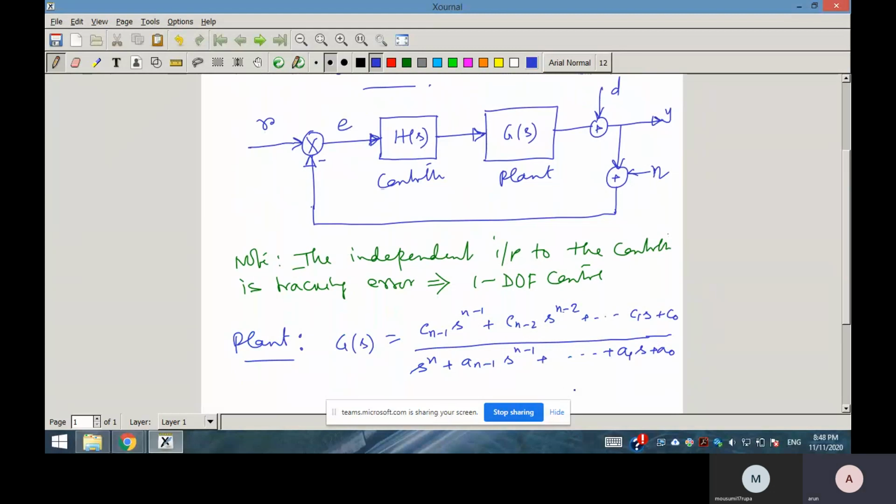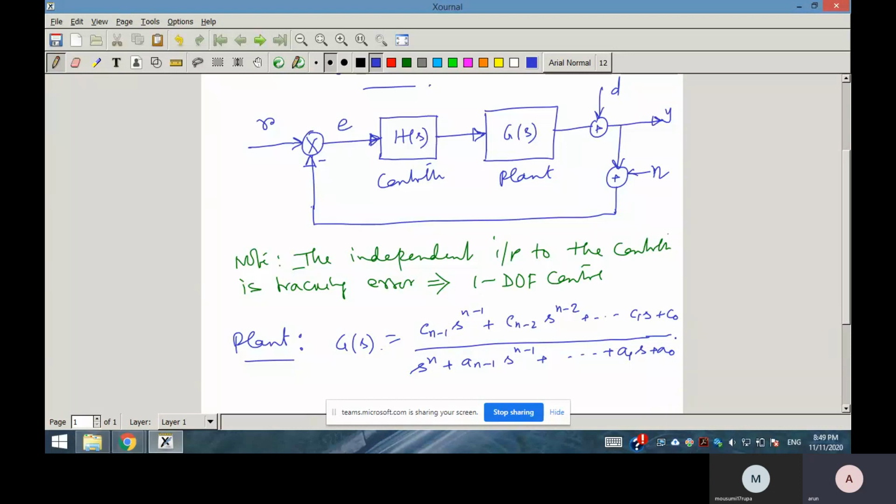So you can say that is a general plant. Any general strictly proper plant it will represent, because what is the relative degree of this plant? The relative order or relative degree is the difference between the number of poles and zeros. Here the number of poles is n, and the number of zeros is n minus 1. So the relative degree is 1, or you can say the difference between the degree of the denominator polynomial and the numerator polynomial.